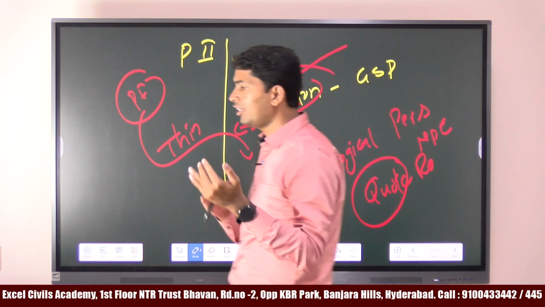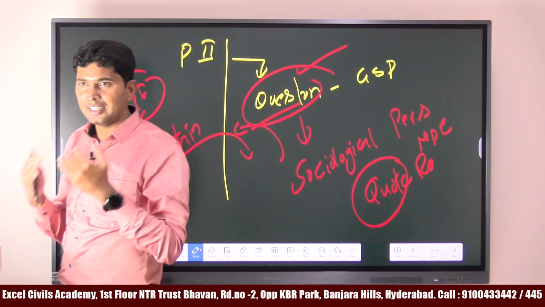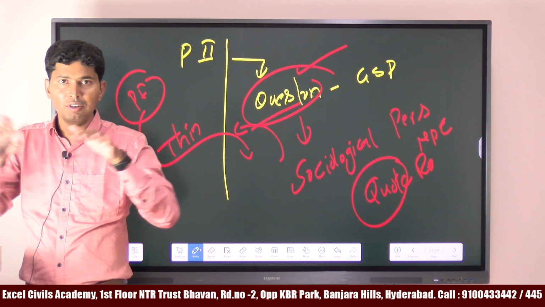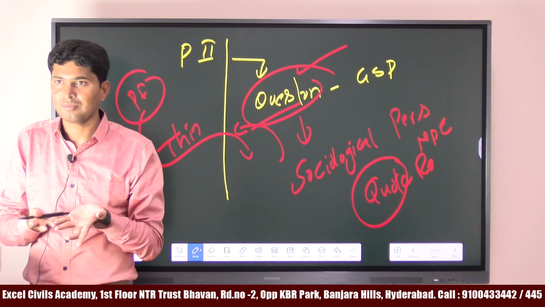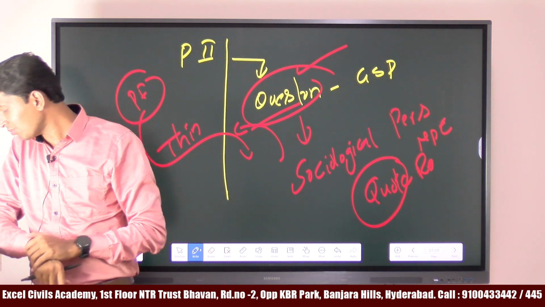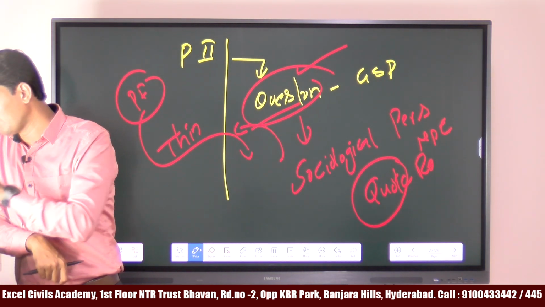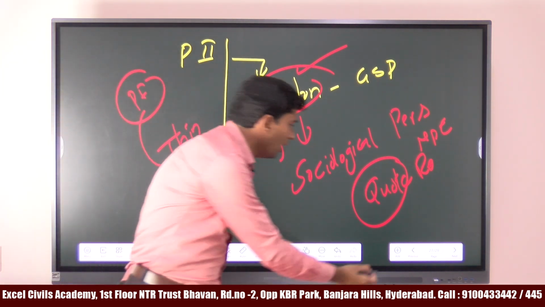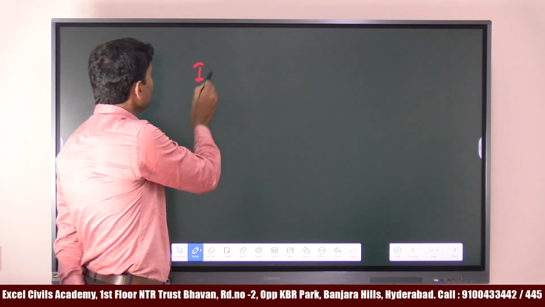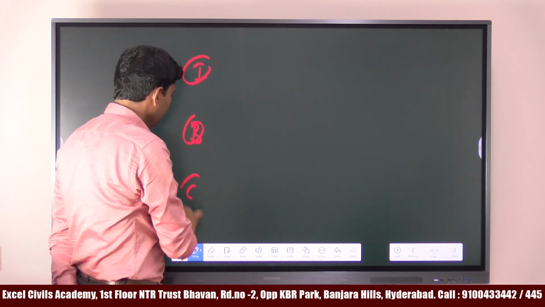Religion and society, politics and society, family and kinship: paper 1 also has them, paper 2 also has them. We will do integrated preparation of these chapters. So apart from that, answer writing. What should we do for answer writing, sir? See, answer writing consists of introduction, body, conclusion.